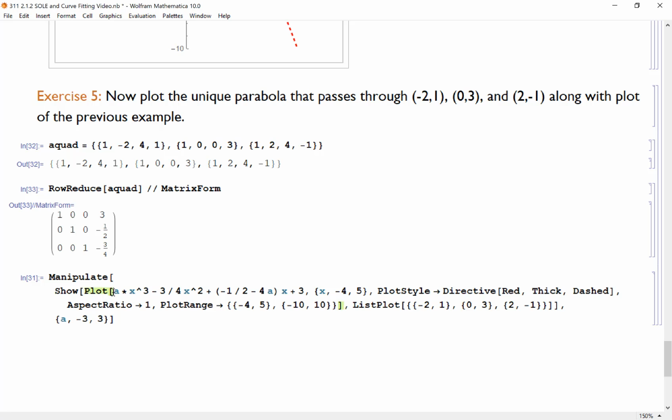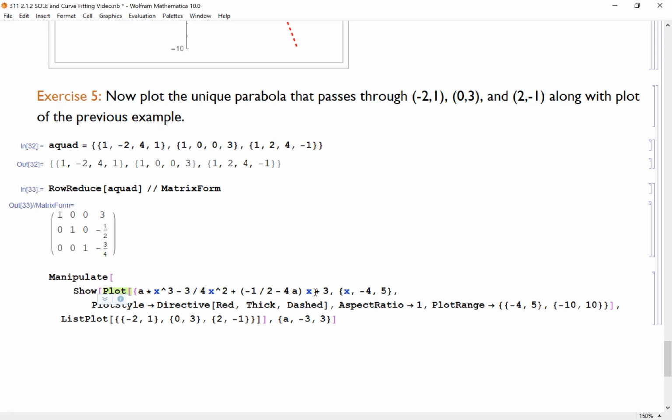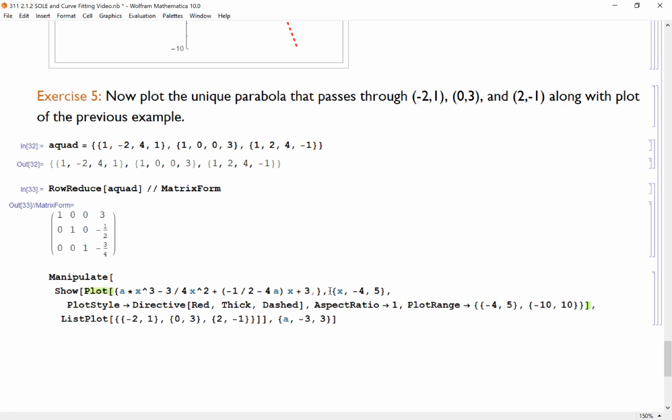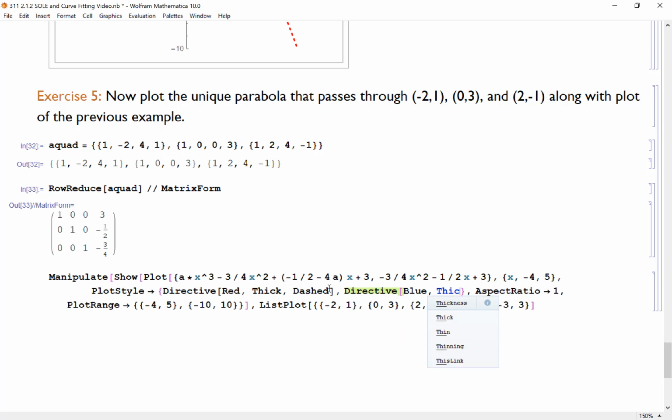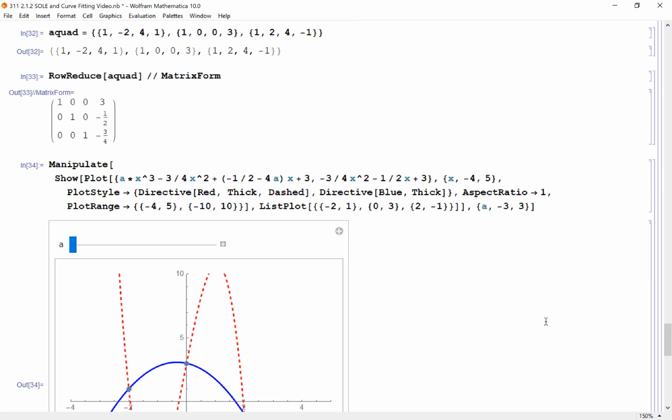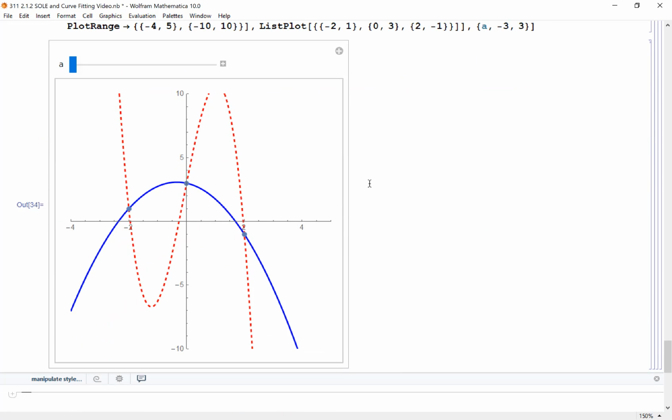So the way I could do that is I'm going to make a list of the polynomials that I'm plotting. I have the one that changes with a, the cubic, and then I'm going to have my quadratic. Most of this stays the same, except that I want my plot style to also change. So I can make a list, and the first entry applies to the first thing I'm plotting, which is the cubic. The second one, I'm going to say directive blue thick. This will apply to the second function I'm graphing, which is the quadratic. So I'm going to shift enter. There's the blue quadratic that we get that passes through those 3 points.